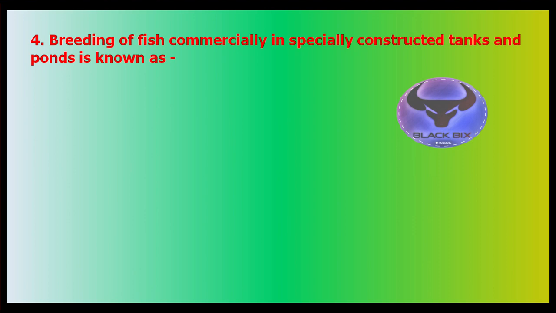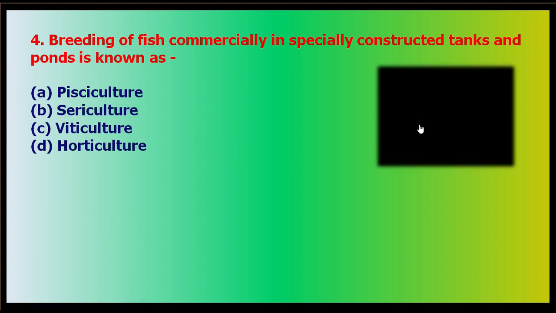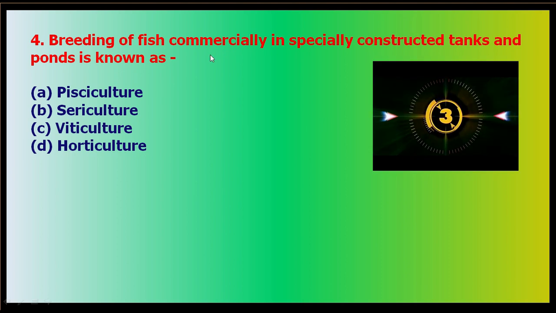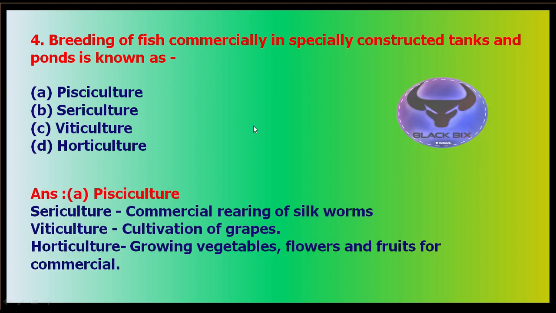Question number 4 is, breeding of fishes commercially in specially constructed tanks and ponds is known as, what is it known as? Pisciculture, sericulture, viticulture, or horticulture. And your time starts now. You'll get 5 seconds. Where are the fishes bred? And the correct answer is pisciculture.